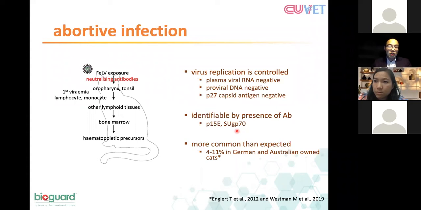Recently, some studies in Germany and Austria show that abortively infected cats are more common than we expected, approximately 4 to 11% in German and Austrian owned cats. We still haven't got any data on the Asian cats, but let's see.